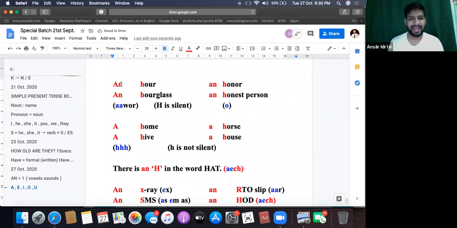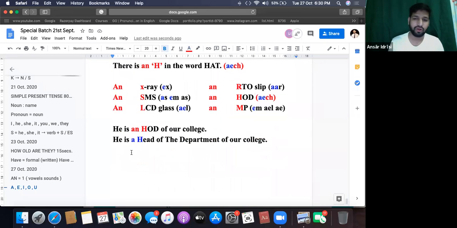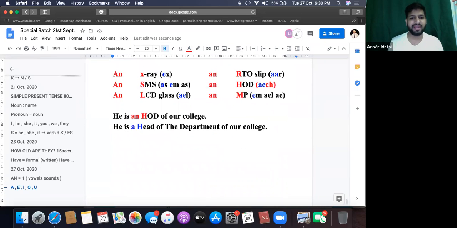Same case here. An hourglass. A sound is coming. Hourglass. And here a hive, a home, a horse. H sound is coming. And H sound is consonant sound. For consonant sounds, we're going to use "a". For vowel sounds, we're going to use "an". Any doubts to anyone?